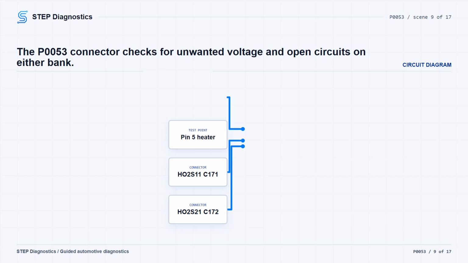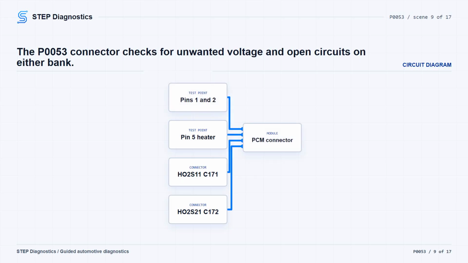For the suspect universal HO2S11, check C171 pin 5. For the suspect universal HO2S21, check C172 pin 5. Any voltage present means repair the short circuit, clear the PCM DTCs, and repeat the self-test. If there is no voltage, continue.